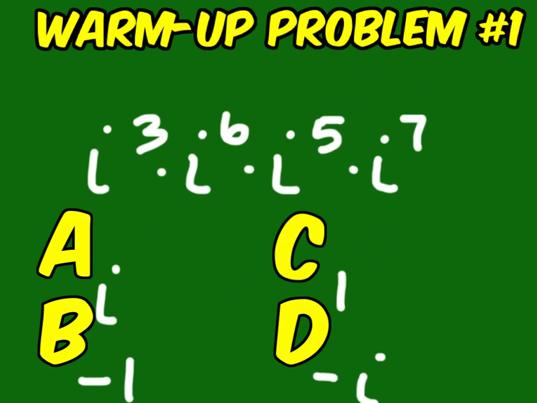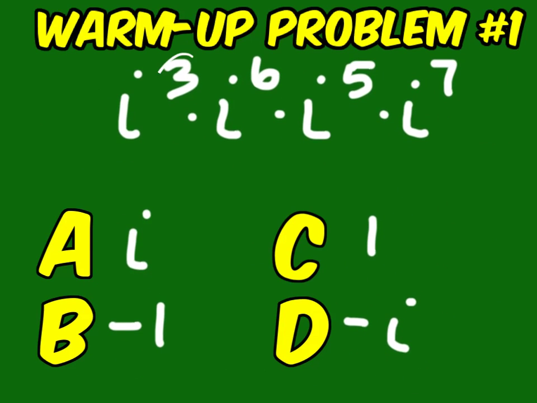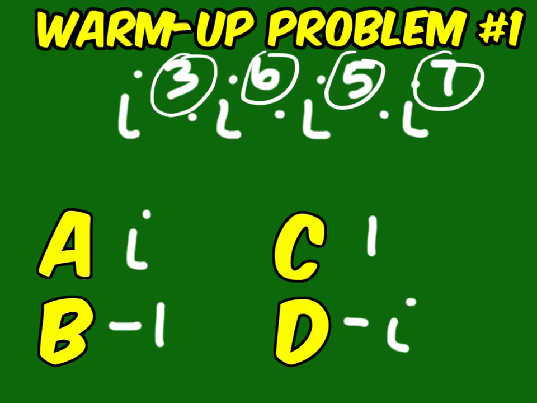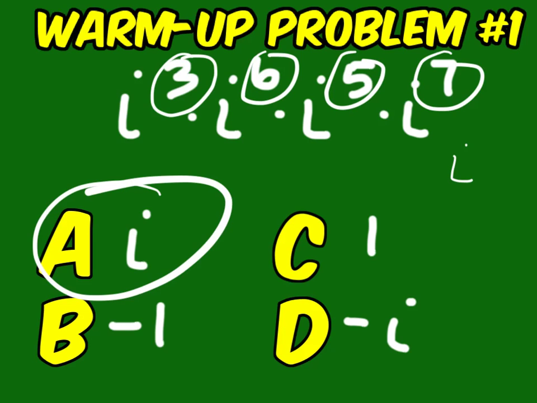On this one, you have 3, 9, 14, 21. I to the 4th is 1, therefore I to the 20th is 1. You have one extra I, so the answer is A.